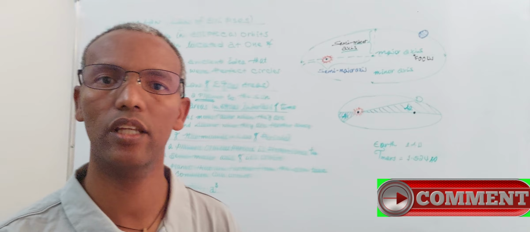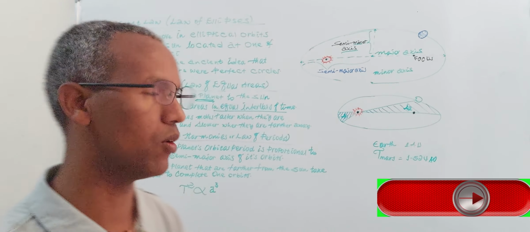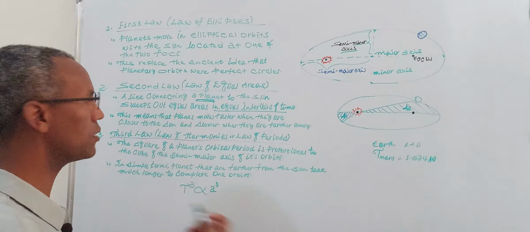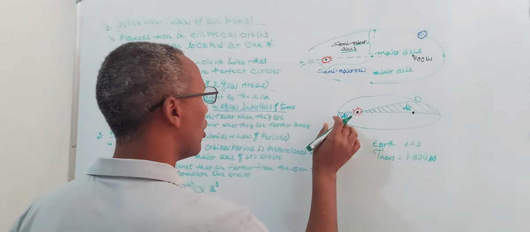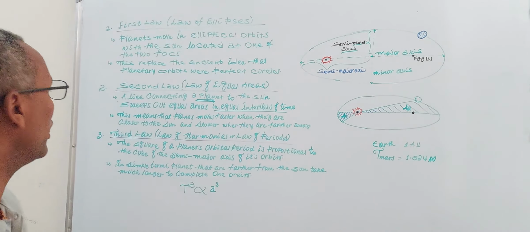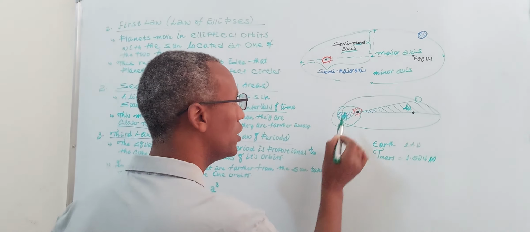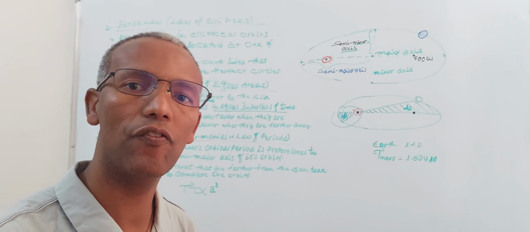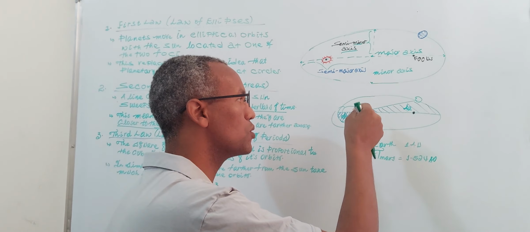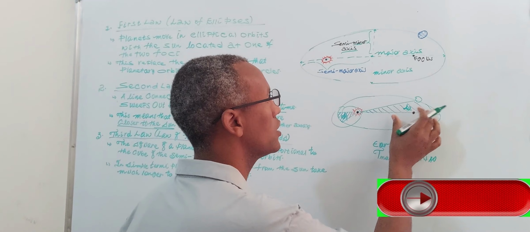Okay, that is what we call the law of equal area, or Kepler's second law. That means the planet moves faster when it is closer to the sun, in this region, as well as the planet moving very slowly when it is far from the sun.